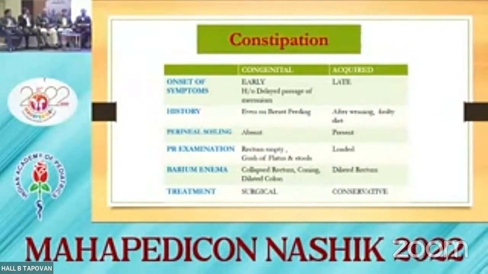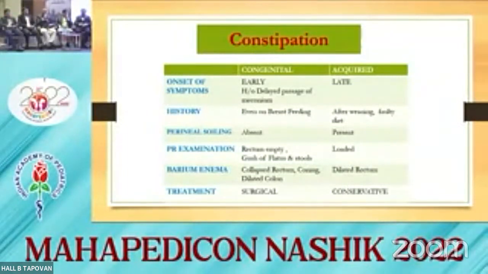Normally, in congenital megacolon or Hirschsprung disease, the first sign will be delayed passage of the meconium. Normally meconium should be passed within 24 to 48 hours. If the meconium is not passed up to 48 hours and then passed on the third day, fourth day, I think the first suspicion should go to congenital megacolon, that is Hirschsprung disease.